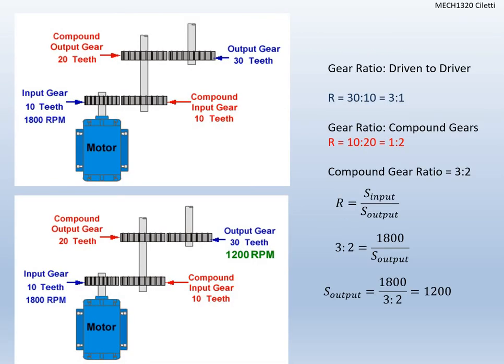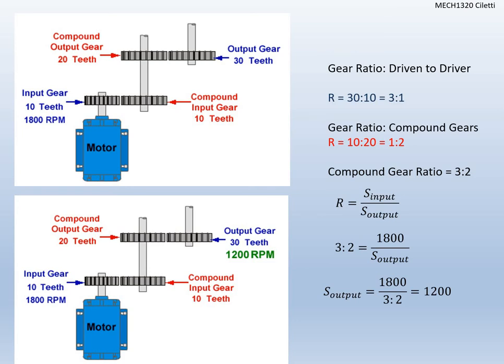So if we look at the top example here, and we look at the gear ratio, driven to driver, output over input, the output over input is 30 over 10. That's 3 to 1. That's the overall ratio. Then if we look at the compound gear, it's going to be 10 divided by 20. So that ratio is 1 to 2. So our compound gear ratio, we can get by multiplying these together. 3 over 1 times 1 over 2 gives us 3 over 2, which is a 3 to 2 gear ratio.